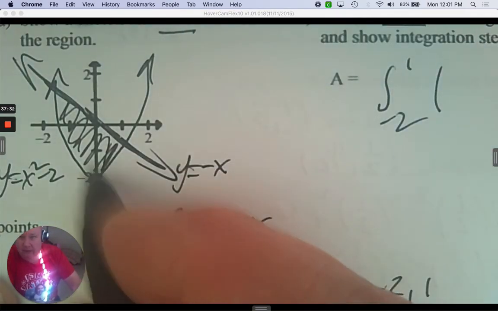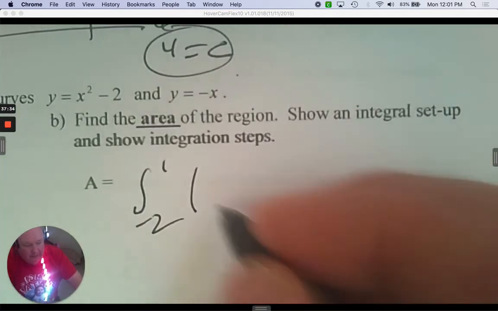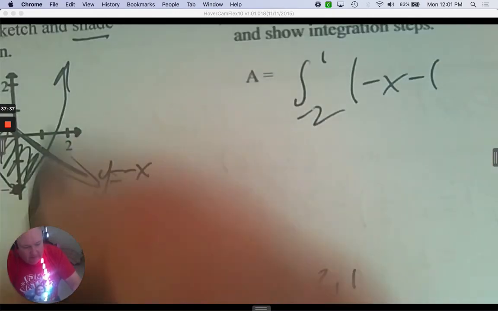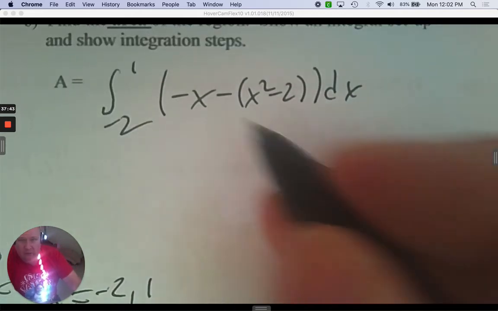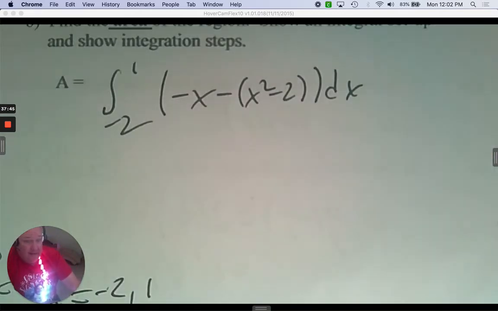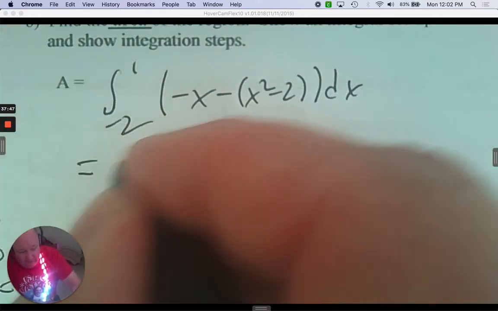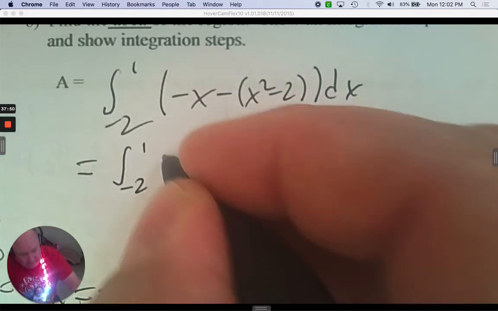So I'm integrating from negative 2 to 1. And it's the top, subtract the bottom. So the top is negative x. Subtract the bottom, which is x squared, subtract 2. Make sure you use parentheses when you subtract so you don't forget to distribute. And now that's the setup. I actually have to find the area. So I'm going to simplify it.